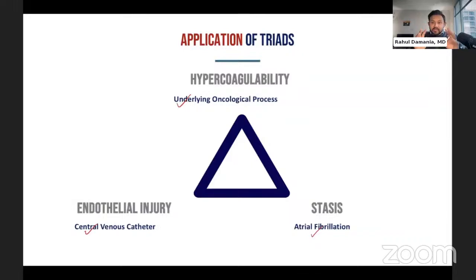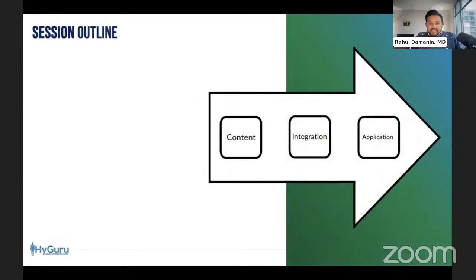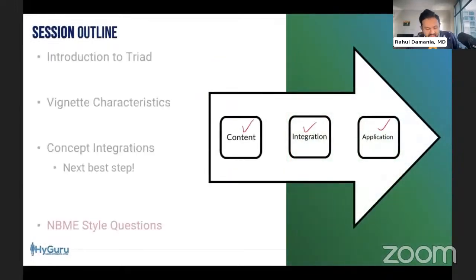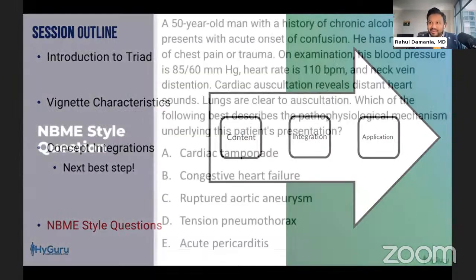So all of these triads are going to be displayed in a vignette in a very unique way. And our goal today is to apply the content from the triads. So today is all about content integration and application. What we'll do is we'll introduce the triad. We'll go through the key vignette characteristics. I'm going to be putting Step 2 CK type questions in here as well and incorporate pharmacology. And I have written many NBME style questions for us to practice. All right, here we go.